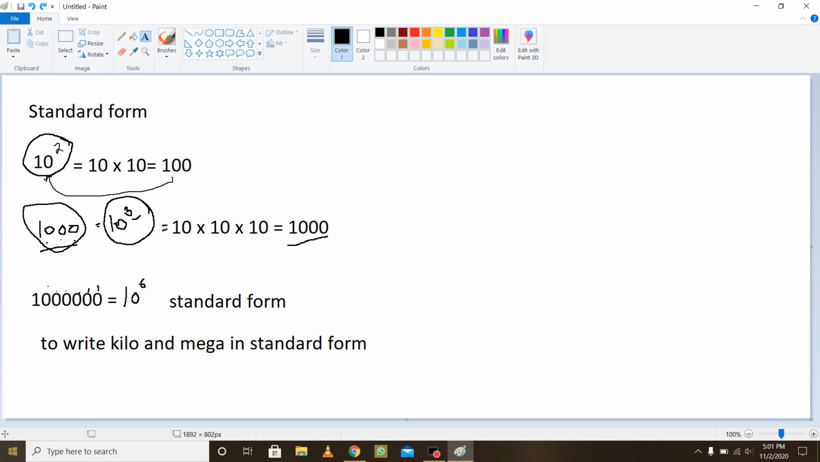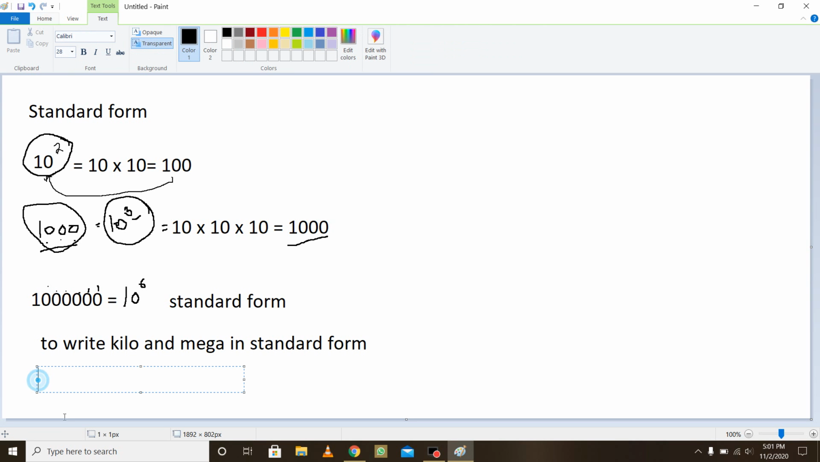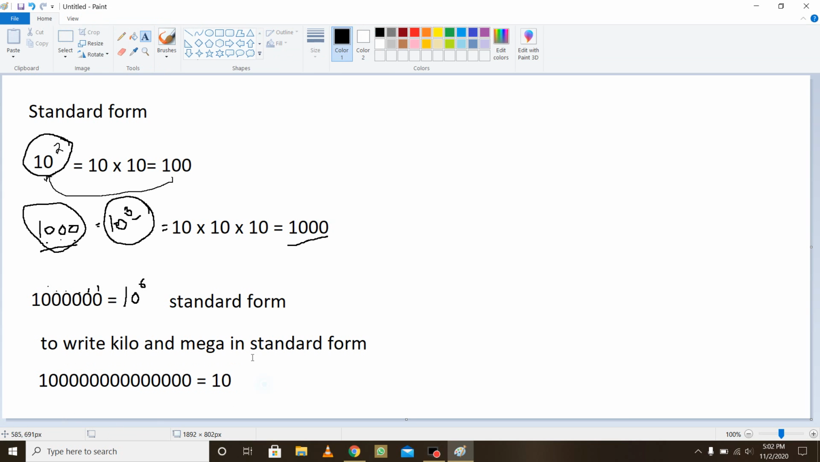One more example: how to write this number in standard form. Again, we will count the zeros: 1, 2, 3, 4, 5, 6, 7, 8, 9, 10, 11, 12, 13, and 14. So we are going to write 14 over here. So this is how we can write numbers in standard form.